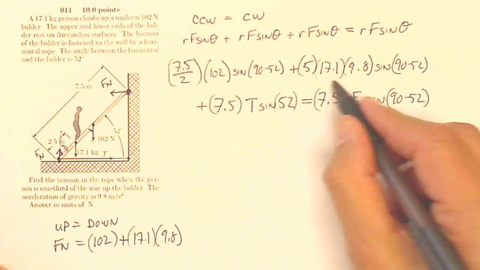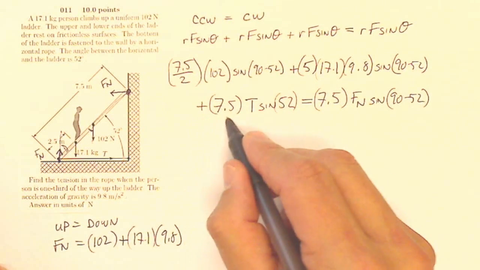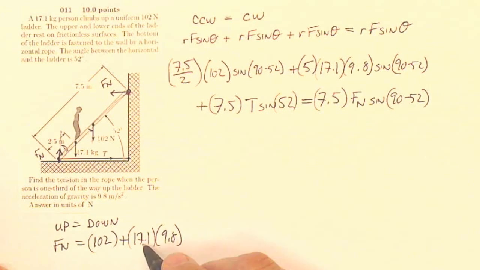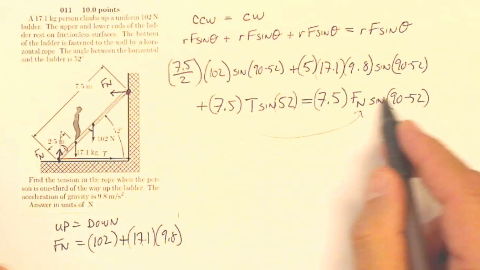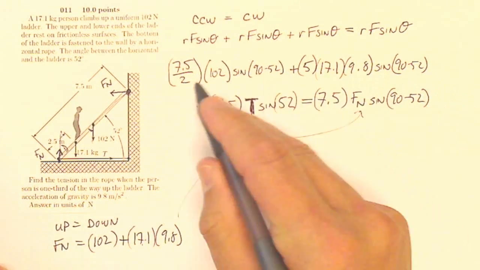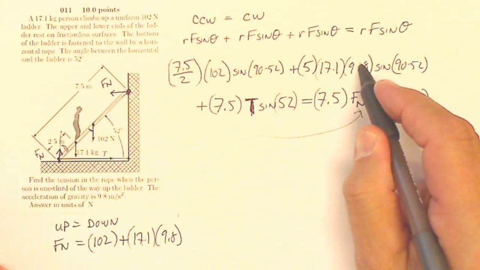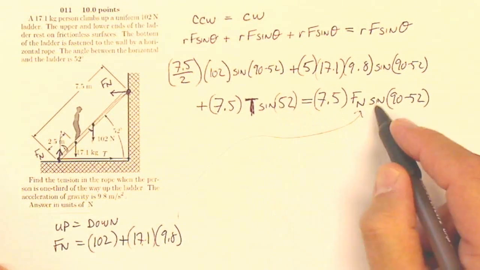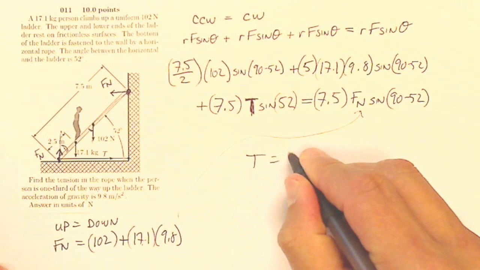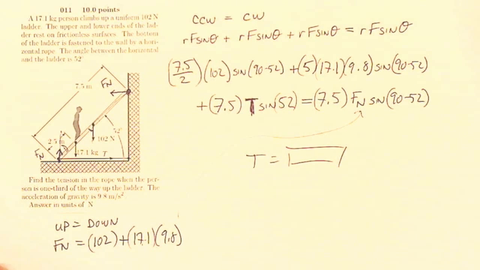So this is a number, that continues, add this, but I've got a T sine 52. This I all know because I know the normal force from this one. And since my only unknown here is T, I can solve for T by figuring out all this. This minus that one, divide by sine 52, divide by 7.5 will give me my T. So that'll give me T equals. Big complicated ladder problem, but there you go.